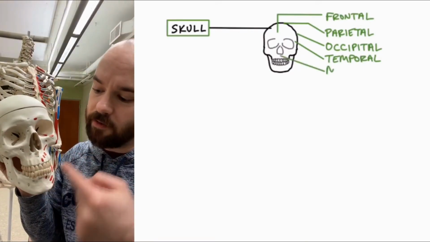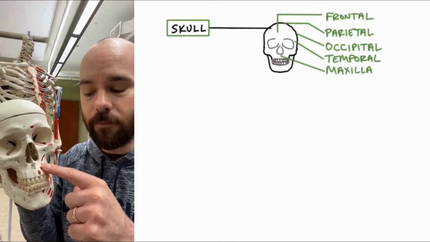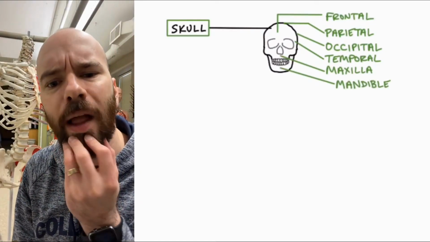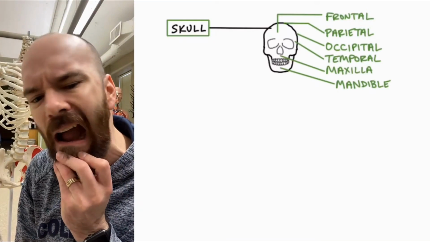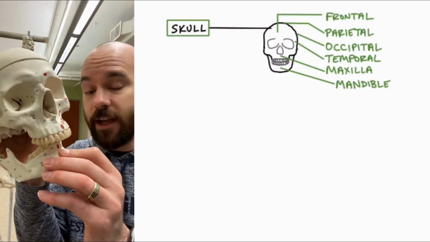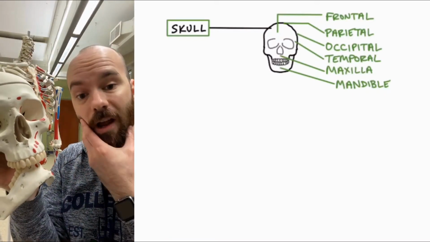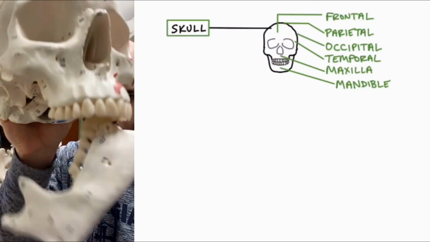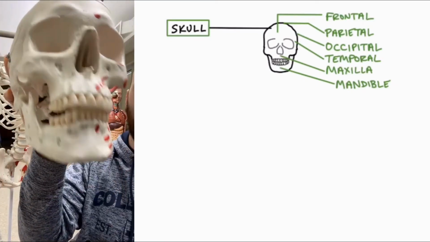This part right here that's superior to your mouth is called the maxilla. And down here we have the mandible. Go ahead and take a moment and stretch your mandible out there. If you notice, the mandible is actually not really attached to the rest of the skull except by the joint in the jaw right there. So it's able to move freely from the rest of the skull. Much better.